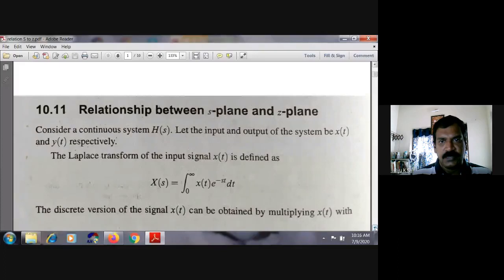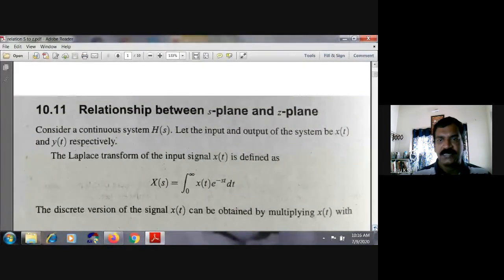We know that the S plane is used for continuous time signals, and the Z domain is used for discrete time signals. Even so, you can make a relation between the S plane and the Z plane.